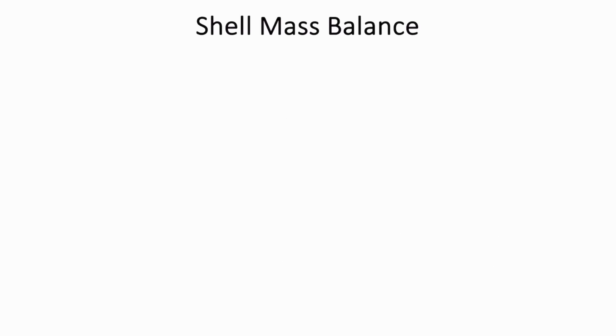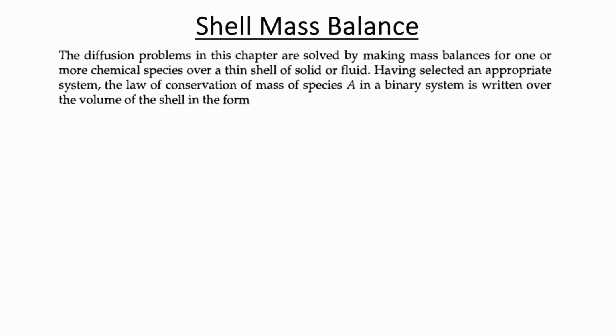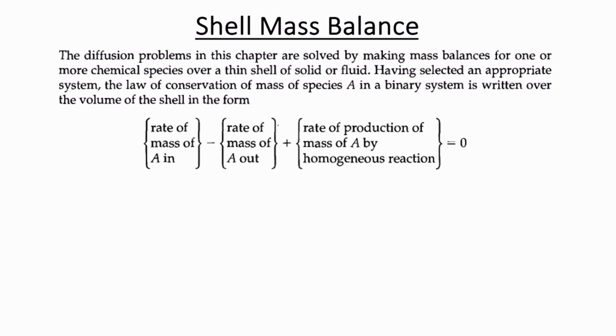Let's look at an important topic that we'll have to use to solve the questions with this topic, which is shell mass balance. The diffusion problems in this chapter are solved by making mass balances for one or more chemical species over a thin shell of solid or fluid. Having selected an appropriate system, the law of conservation of mass of species A in a binary system is written over the volume of the shell in the given form.